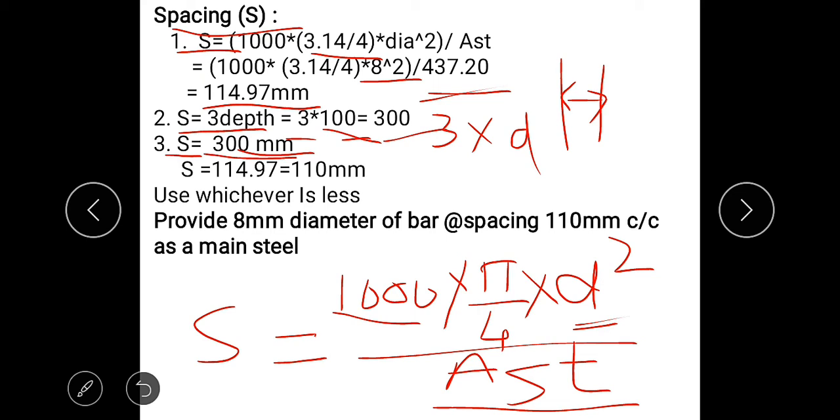So here the third is 300 mm, the second is 300 mm, and the first is 114.97. From these three, first 114.97, second 300, and third 300. From these three, which value is less? These 114.97 is less.